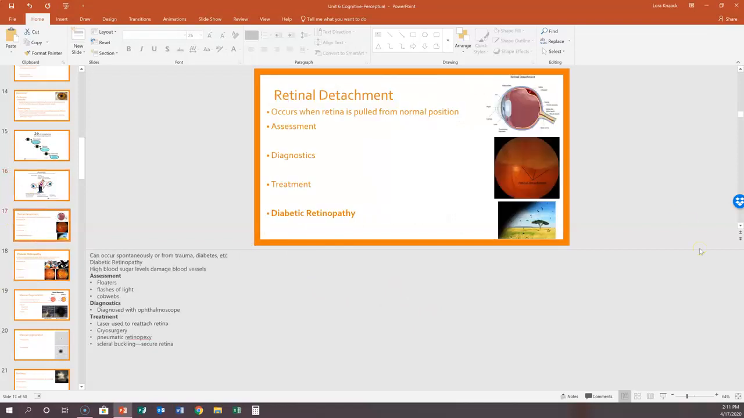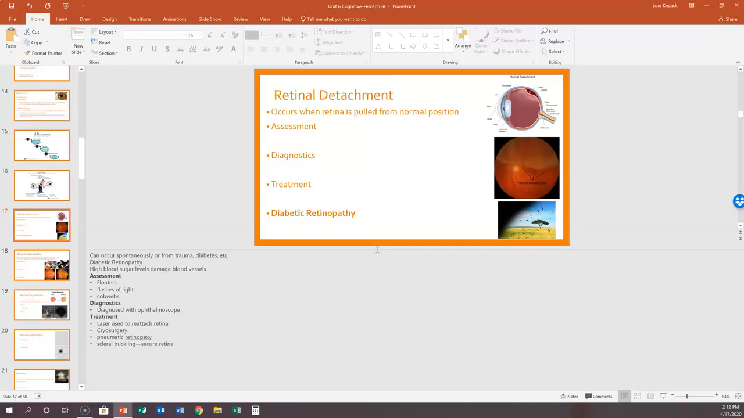Retinal detachment. So retinal detachment, this occurs when the retina is pulled from its normal position. There's a little picture of it here to kind of see what's going on with that. Can occur spontaneously or from trauma or maybe some other co-condition like diabetes, hypertension, things like that. Can be caused by diabetic retinopathy and may also be caused by high blood sugar levels that damage blood vessels in the eye.